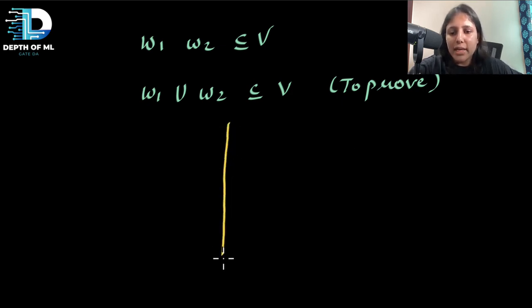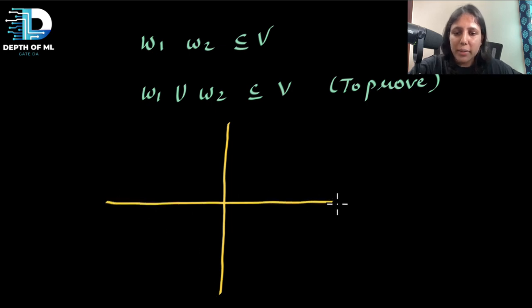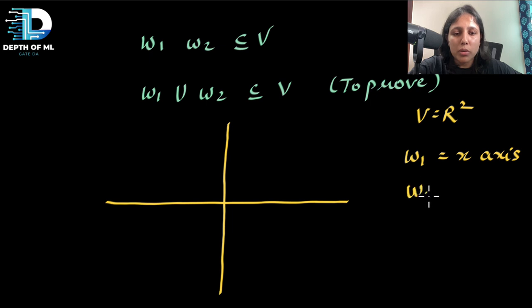Okay, so let's assume that the vector space V is actually R2, and W1 is equal to the X axis, and W2 is equal to the Y axis. Okay, so first of all, see that W1 and W2 are valid subspaces, because any vector you have here, any multiple of this will always lie on the X axis. It can go to the negative side also, or if you add two vectors from this particular axis, they'll still lie on this axis, right? So this is a valid subspace.